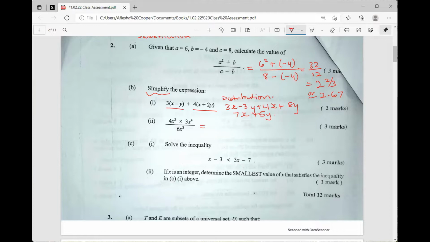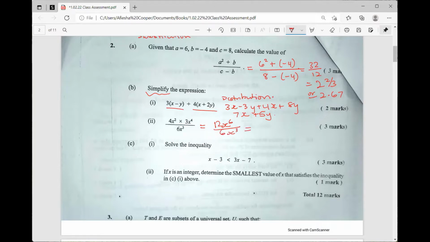So we have the second one now. 4x squared by 3x to the power of 4. We know we can multiply the numbers. 4 by 3 is 12. We know that x squared multiplied by x to the power of 4, we add the powers. So that's going to be x to the power of 6 all over 6x cubed.